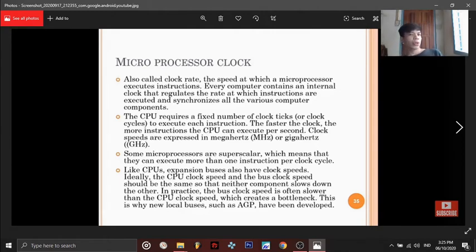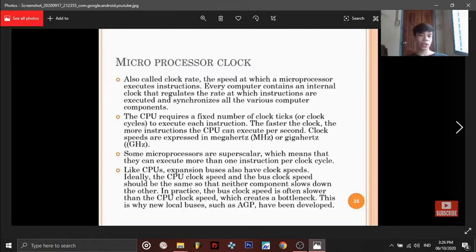Microprocessor clock, also called clock rate, is the speed at which the microprocessor executes instructions. Every computer contains an internal clock that regulates the rate at which instructions are executed and synchronizes all the various computer components. The CPU requires a fixed number of clock ticks or clock cycles to execute its instruction. The faster the clock, the more instructions the CPU can execute per second. Clock speeds are expressed as megahertz or gigahertz.